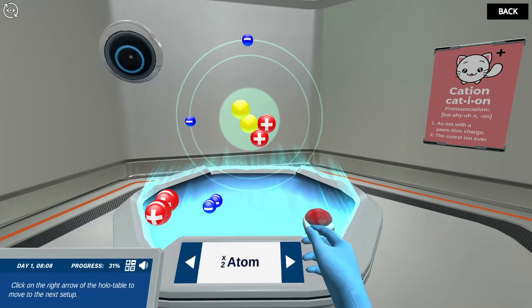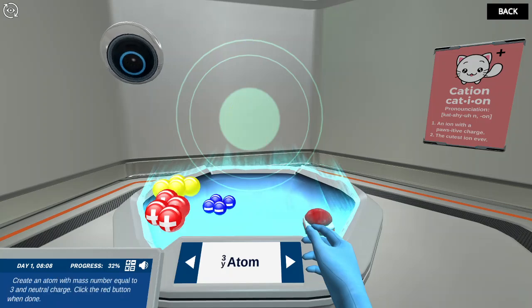Click on the right arrow of the hollow table to move to the next setup. Create an atom with mass number equal to 3 and neutral charge. Click the red button when done.